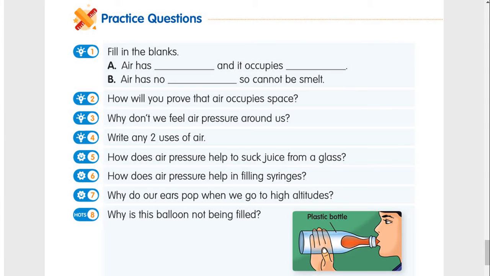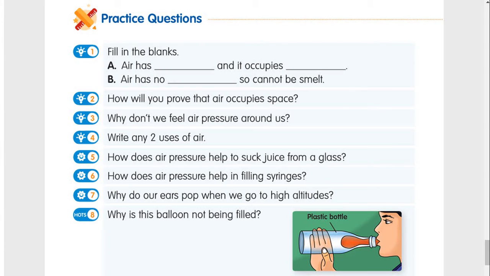Okay. Next question. Why don't we feel air pressure around us? We discussed this question in the video, right? The answer is we don't feel the air pressure around us because it gets distributed throughout our body and our body exerts equal pressure outward. The atmosphere exerts pressure on our bodies, but our bodies also exert an equal amount of pressure in the outward direction. The pressure in our body is equal to the pressure outside our body. So, we don't feel the air pressure around us.